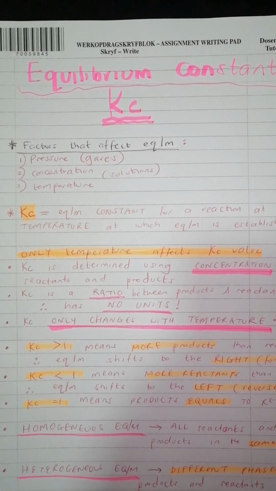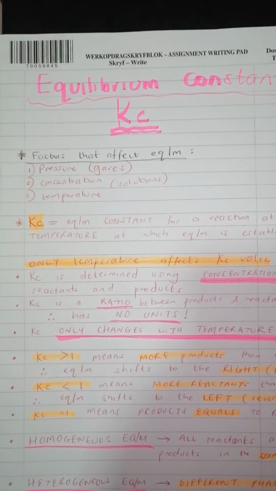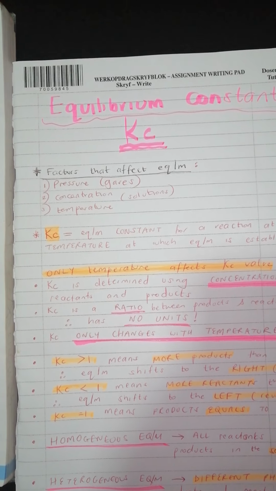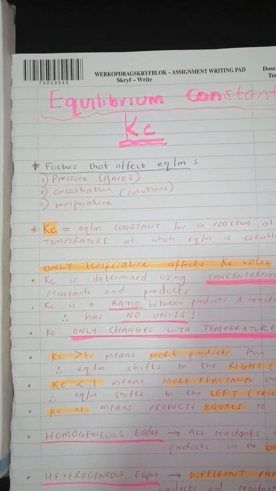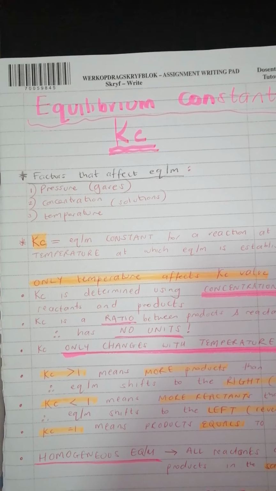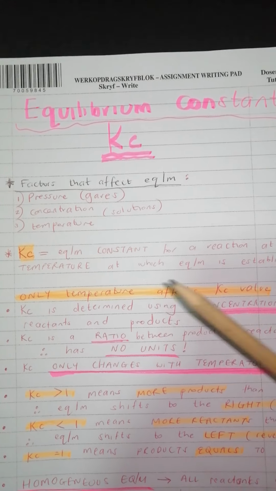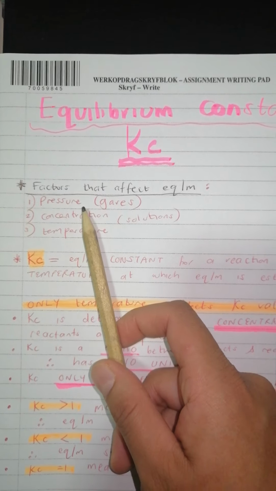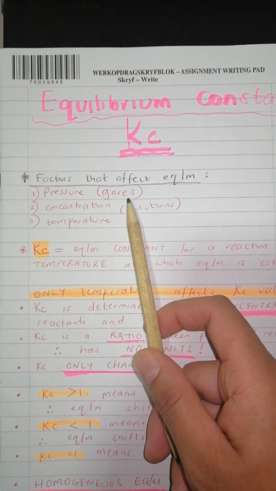Okay, so we did equilibrium, and you know what equilibrium is now. And there's three things that affect equilibrium. So it affects when both reactions, the forward and reverse reaction, are equal, and when the reactant and the product concentration are constant. And those three things that affect equilibrium is pressure, and pressure is only relevant to gases.